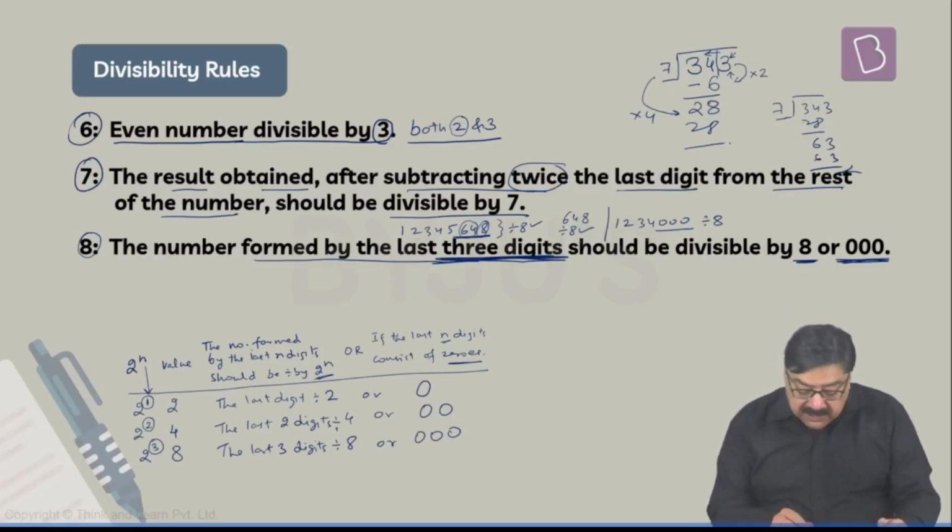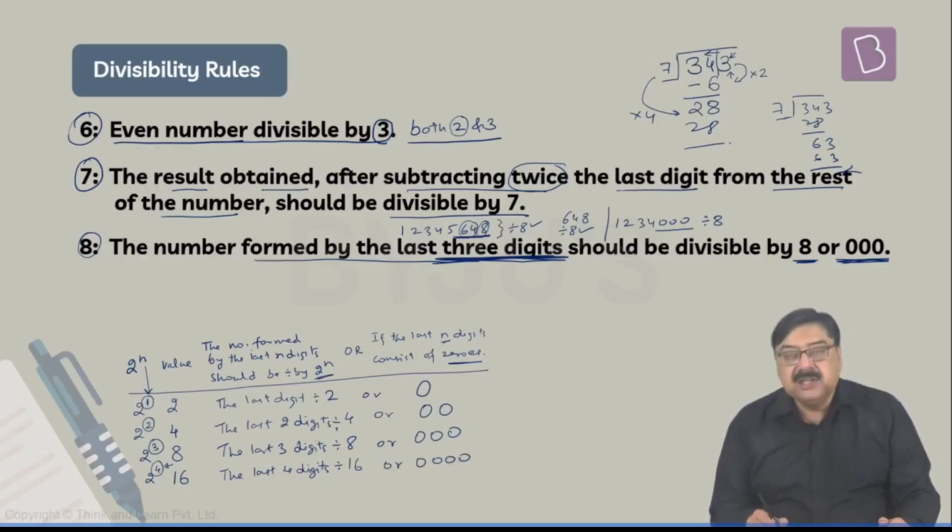Now it becomes very simple for us to find out the divisibility rule for 2 power 4, which is 16. The value of n here is 4. So the number formed by the last 4 digits of a number should be divisible by 16 or the last 4 digits should be 4 zeros.